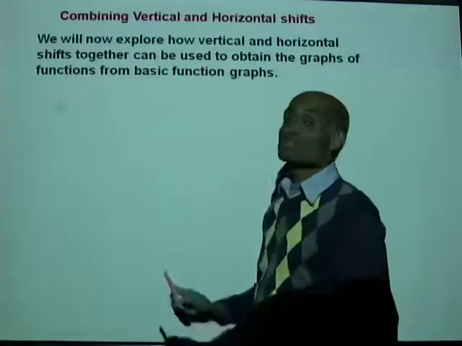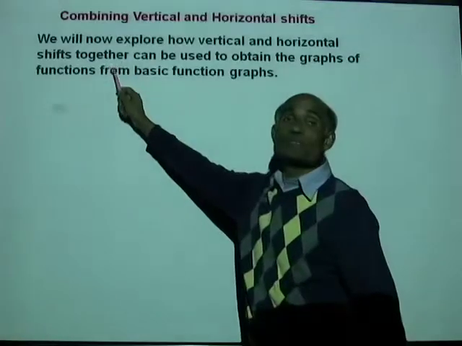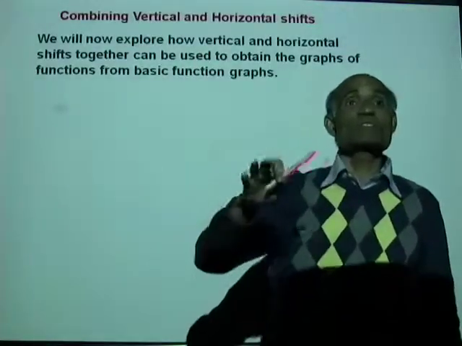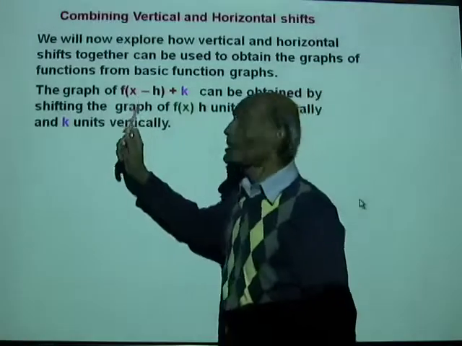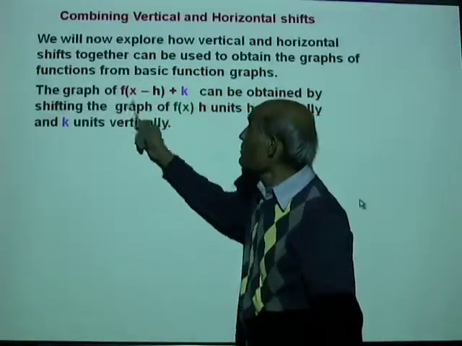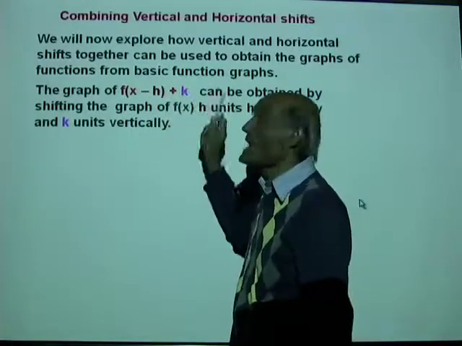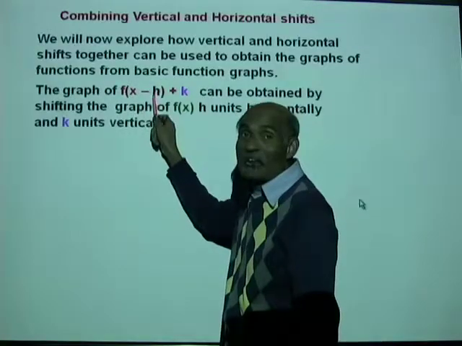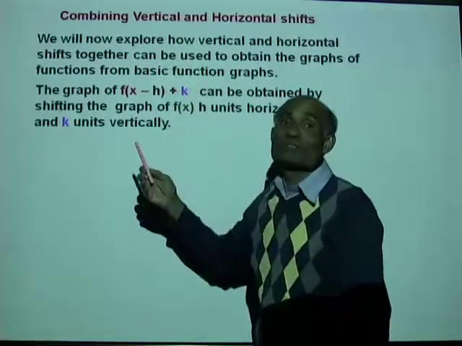Now we will explore how vertical and horizontal shifts can be used to obtain the graphs of functions from the basic functions. Now, what is the general form? The general form is this: f of x minus h plus k. Remember this, f of x minus h is the horizontal shift, plus k is the vertical shift.